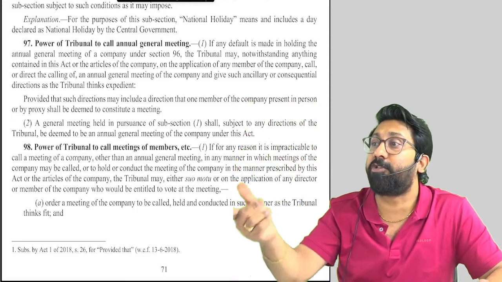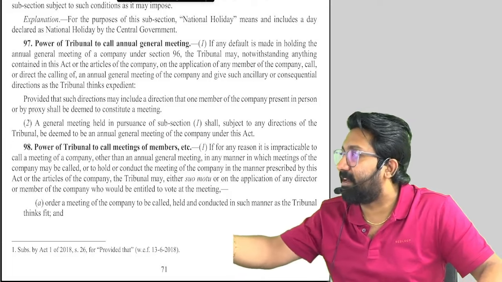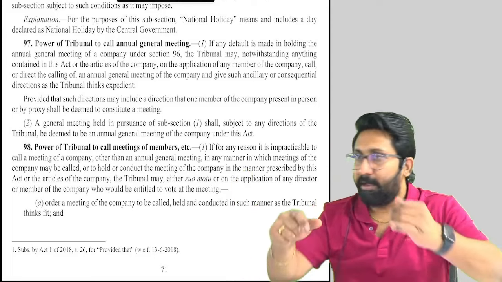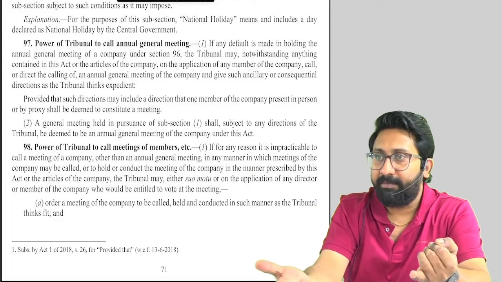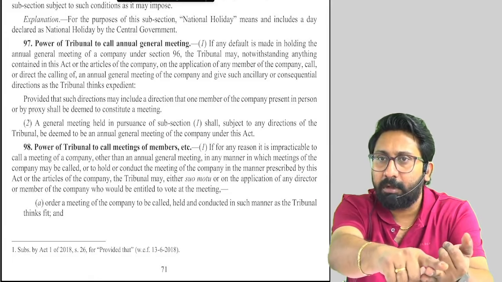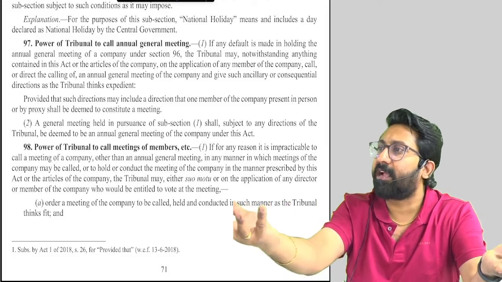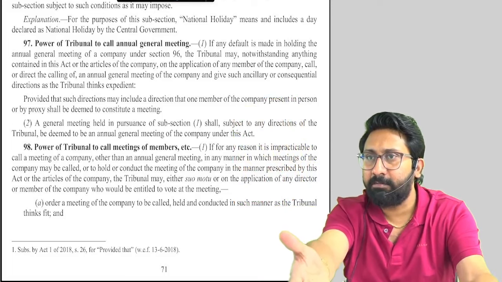Can make an application to the tribunal. So why will members make it? What will they get? A fool will ask that question. Dividend will be paid in the AGM. No AGM, no dividend. Accounts, I should see. What happened during the year? No AGM, no accounts. Who runs the company? Our directors are reappointed in the AGM. No AGM, no directors.